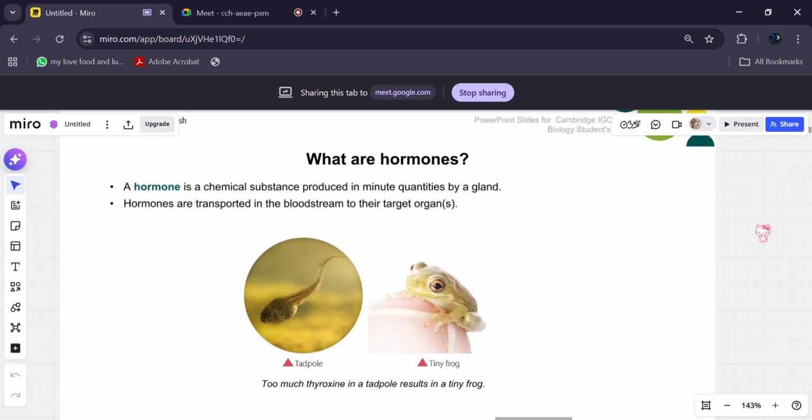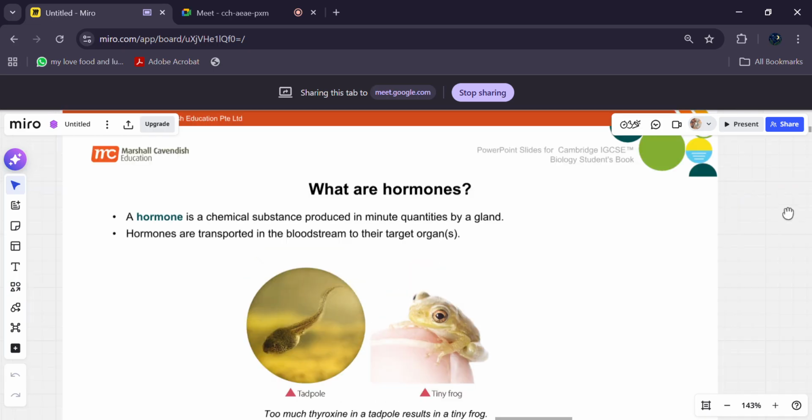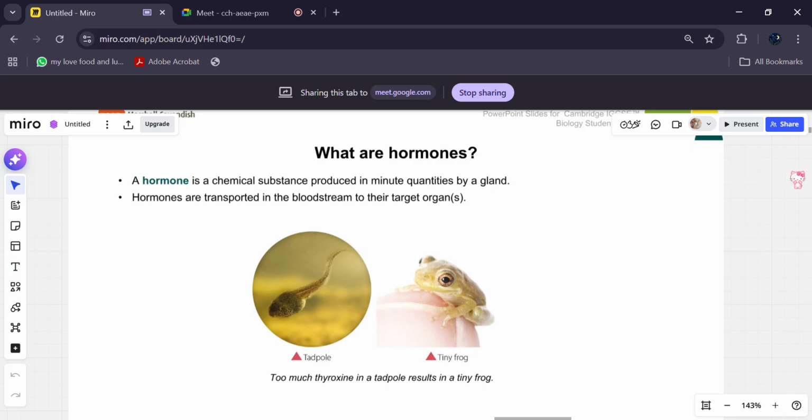A hormone is a chemical substance that is produced by glands. It is transported through the bloodstream to one or more target organs. There they have an effect which alters the activities of these organs. So basically, when your organ is doing something, a hormone is a type of chemical that alters the activity of these organs.